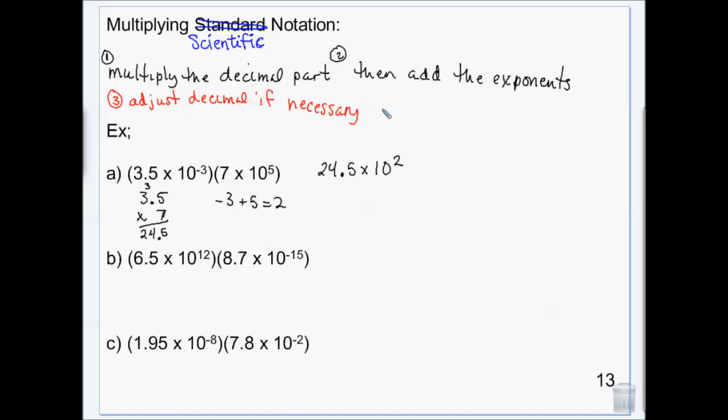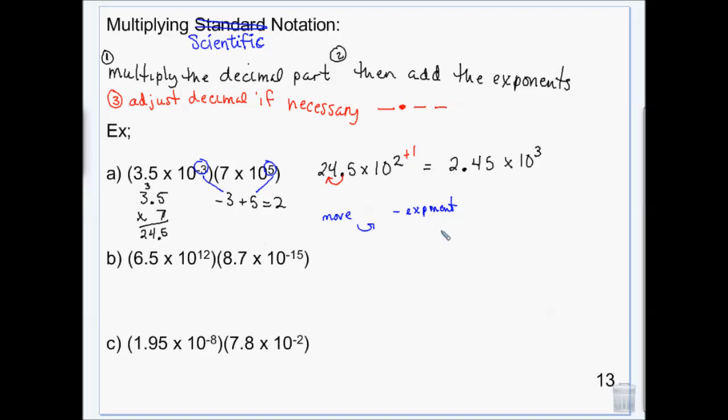Because it's always supposed to be one number, decimal place, and then 2 more places. So I need to move this one more space, and I'm moving here, so I'm adding here. So this will be 2.45 times 10 to the third. If you move the decimal to the left, like we did here, you add to the exponent. If you were to move the decimal to the right, then you would subtract from the exponent. However many spaces you move, that's how many you add or subtract.